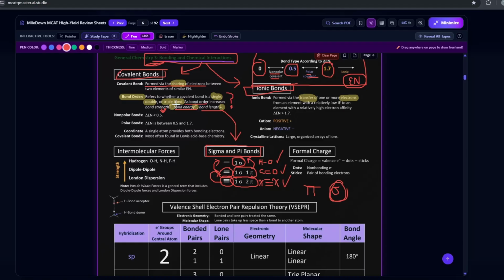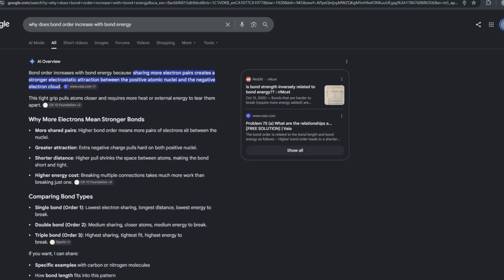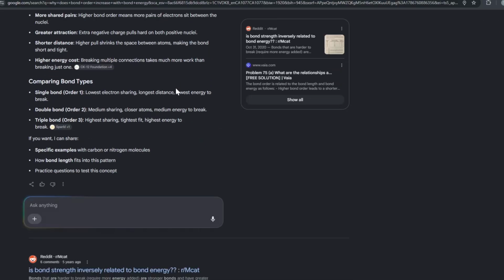You also want to think about why the bond energy increases if your bond order increases. Bond energy increases because sharing more electron pairs creates a stronger electrostatic attraction between the positive nuclei and the negative electron cloud. So basically what it's saying is that you have these positive nuclei and, wait, what is this?